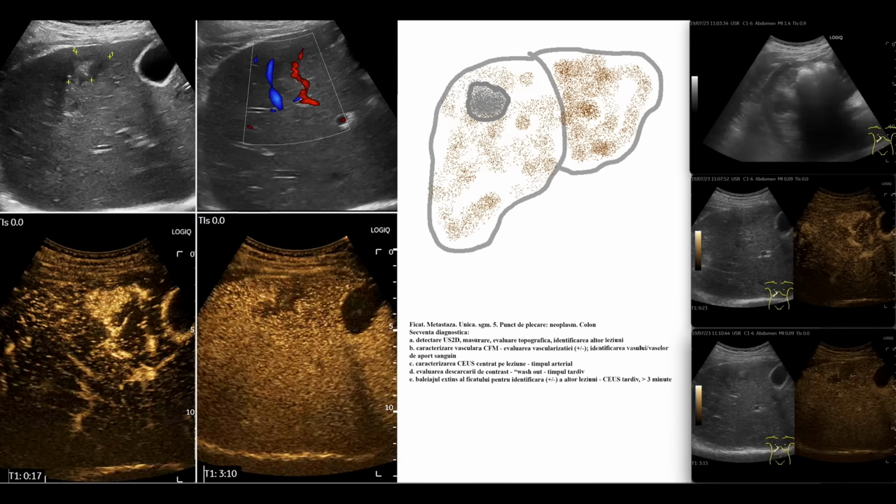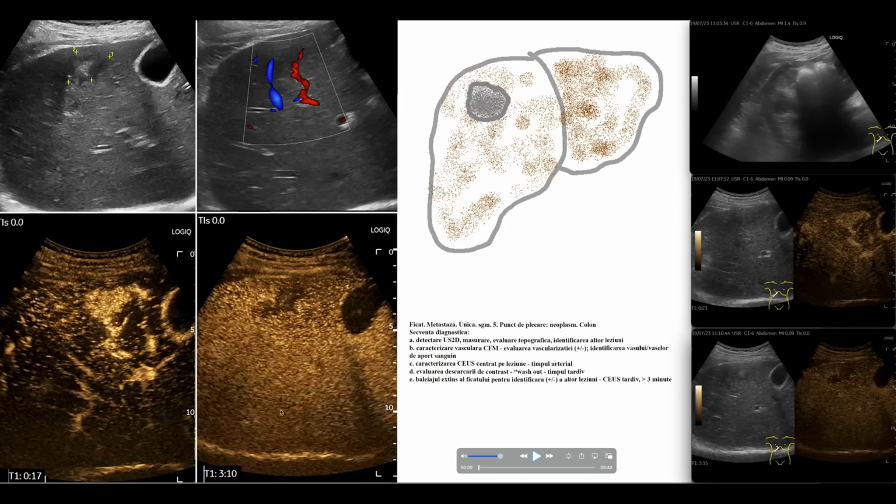The third component of the examination is characterization using the contrast procedure. This is the specific procedure. We can see in arterial time in the 17th second the tumor formation loaded almost completely, and also by comparison with the Doppler, the inflow vessel, which is also visible. Note that the tumor was loaded first, before the liver parenchyma was loaded. The liver is still insufficiently loaded, and the tumor is fully loaded with harmonic signal, suggesting high inflow.